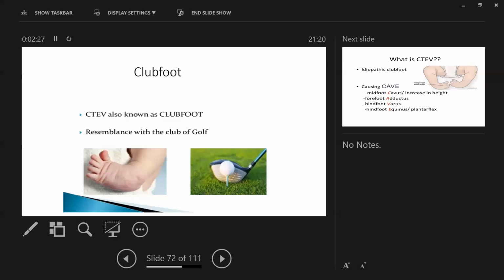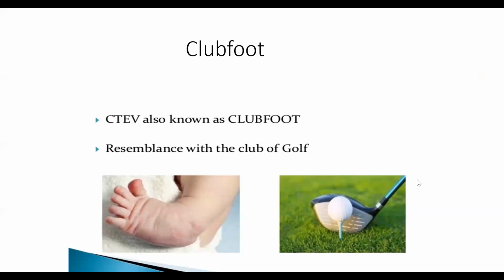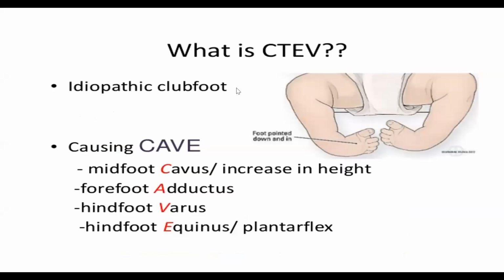So clubfoot. Clubfoot gets its name from its resemblance to a golf club. This clubfoot looks like a golf stick. So what is CTEV? It is a deformity where cavus is there, adductus is there, varus and equinus are there.